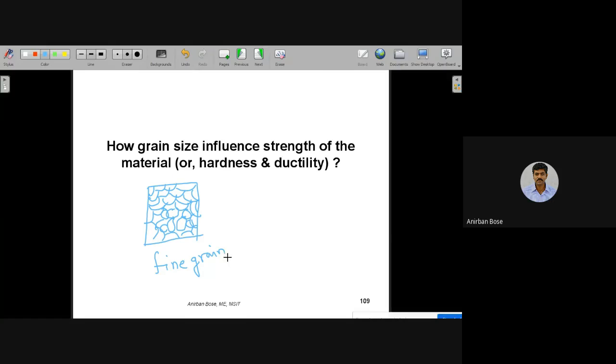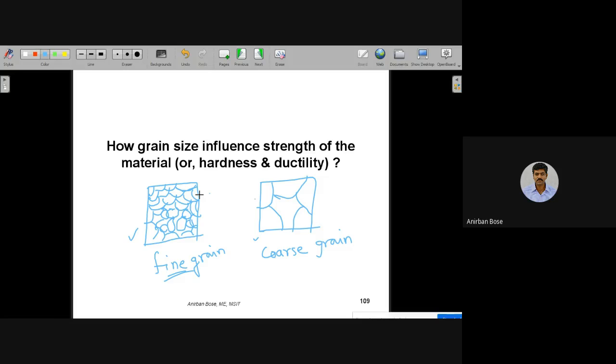Whereas a coarse grain structure is what? Coarse grain structure means each grain has a large grain size. Now if you compare the fine grain and the coarse grain, which one has more grain boundaries? Definitely the fine grain structure has more grain boundaries. More grain boundaries means more defects, more strain fields. So it is very difficult to move the dislocation.